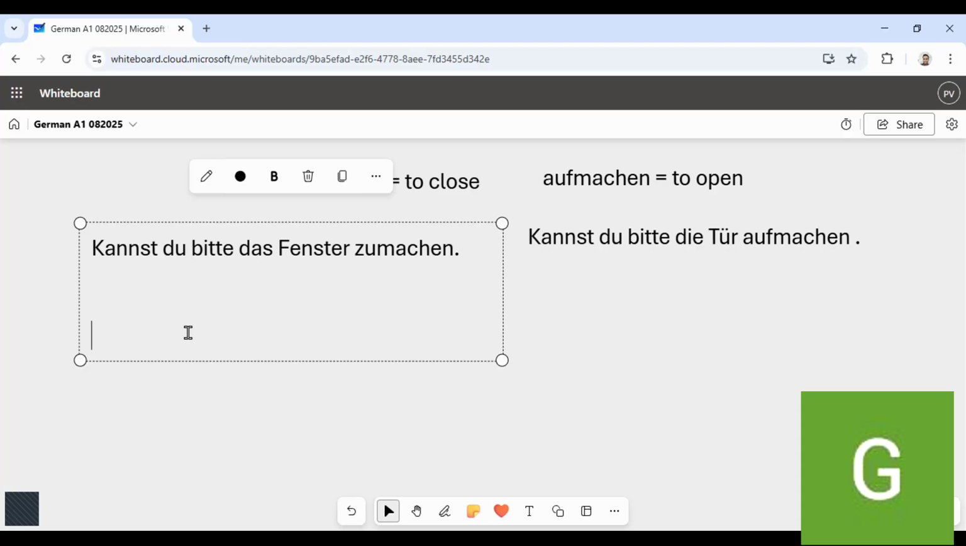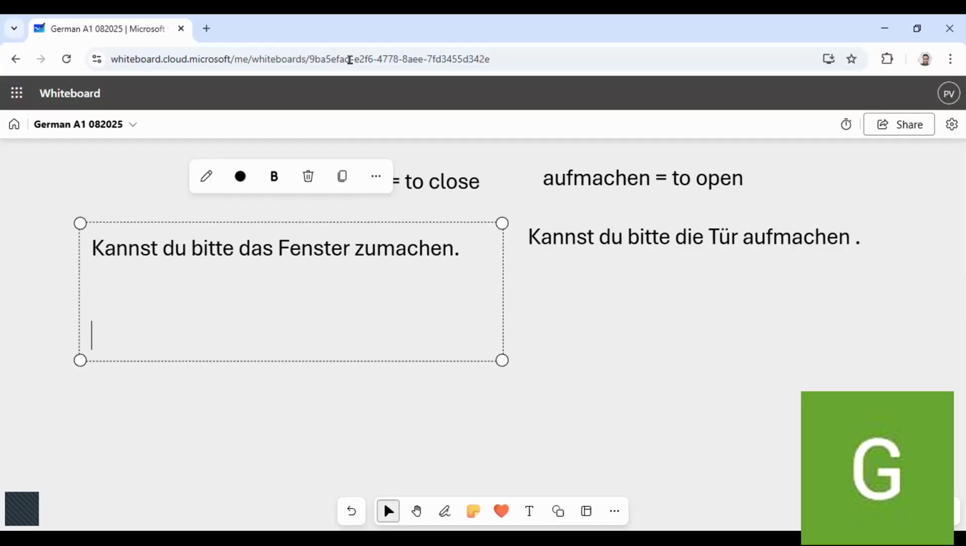I will give you some exercises with the help of these exercises. But as of now, can you frame a sentence: can you please close the door? How can you make the sentence? In German, yeah, in German.